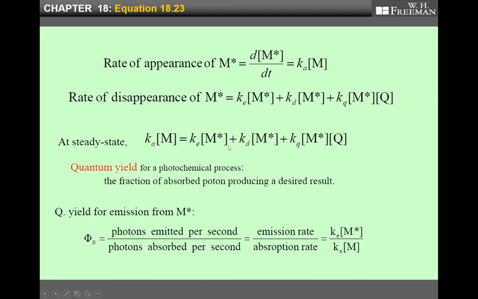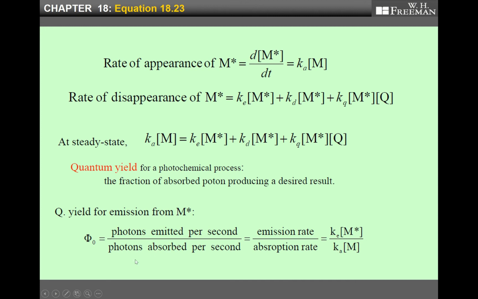So actually, the quantum yield is a general term for a photochemical process, the fraction of absorbed photons producing a desired result. If molecules absorb, for example, 100 photons and only 30 molecules are excited, then what is the quantum yield? 0.3. All right, like that. So here is the mathematical expression for quantum yield.